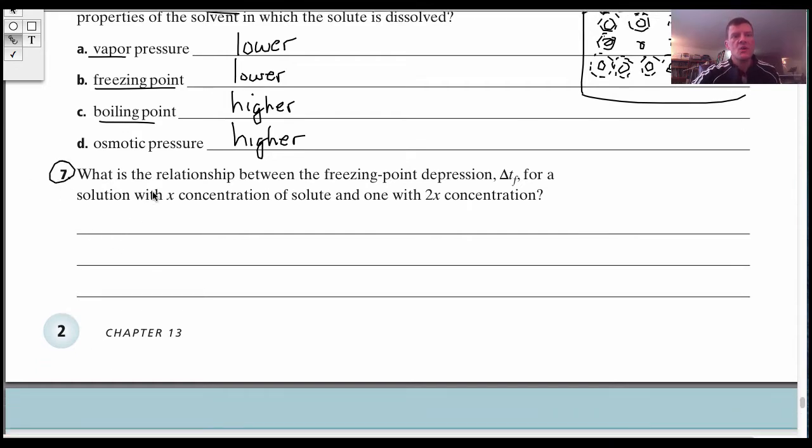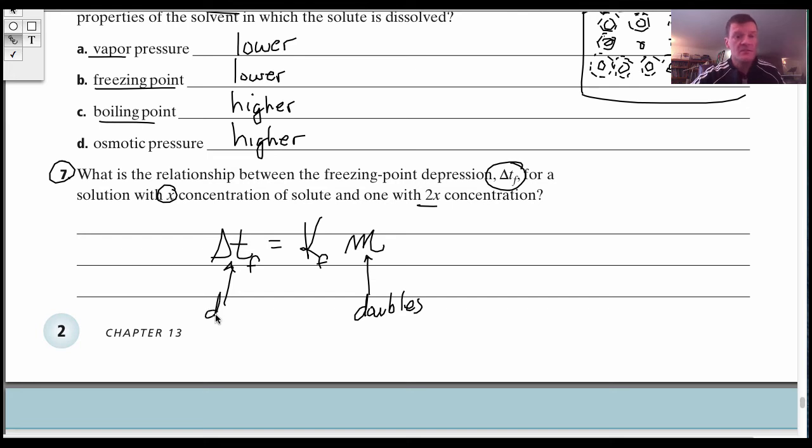Number 7. What is the relationship between the freezing point depression, we use that symbol right there, for a solution with X concentration of solute and one with 2X? Well, here's the formula. Just look at the formula. Here it is. Delta T sub F, that is the change in the freezing point temperature, is equal to some constant times molality. So if this number right here doubles, what's going to happen to this number?